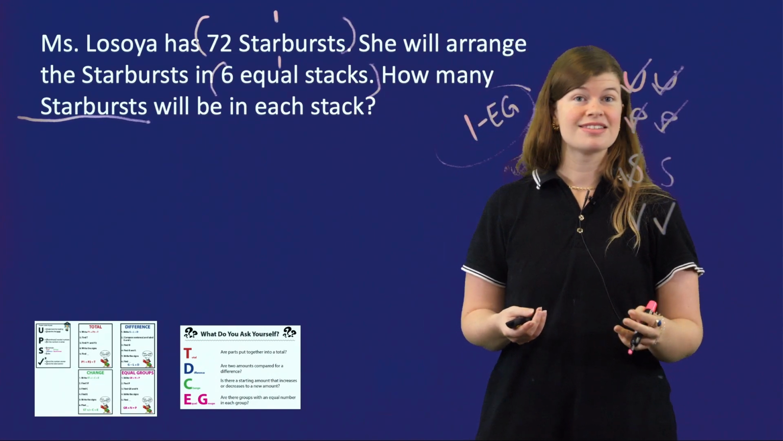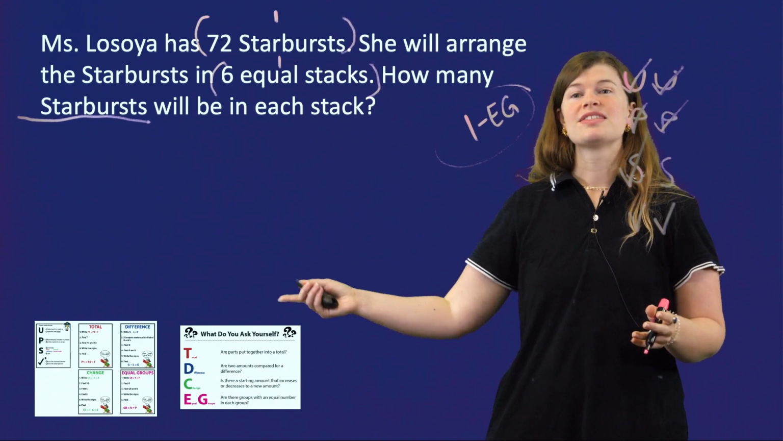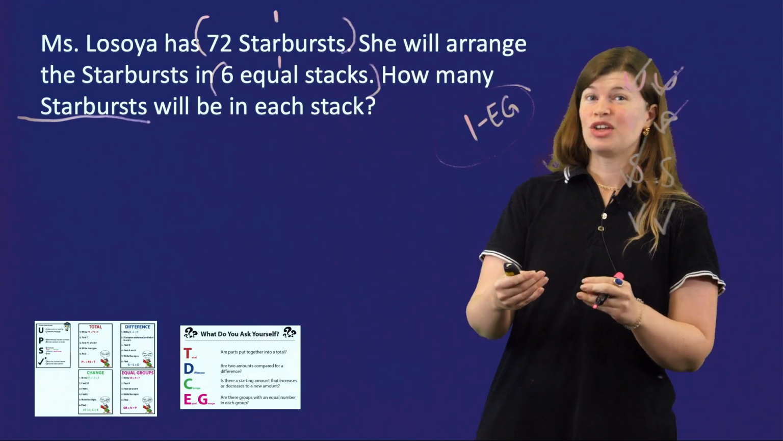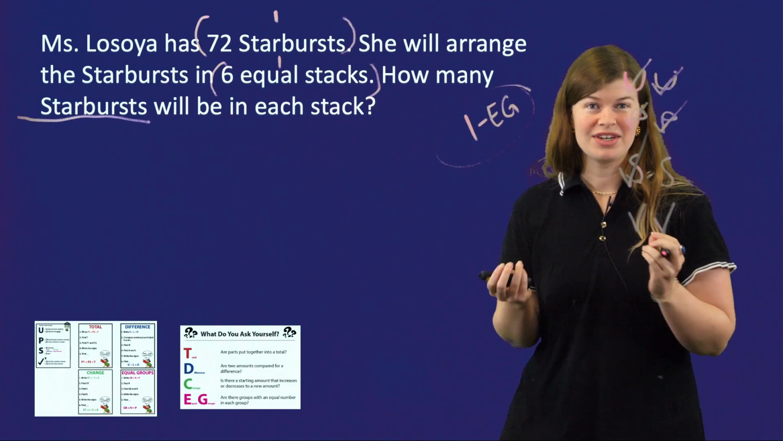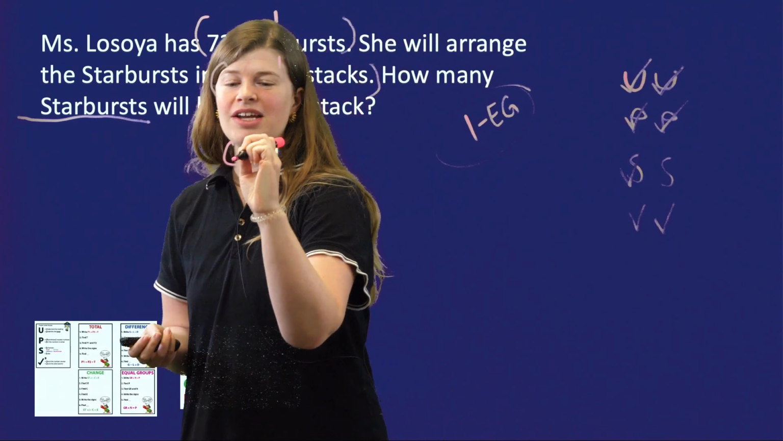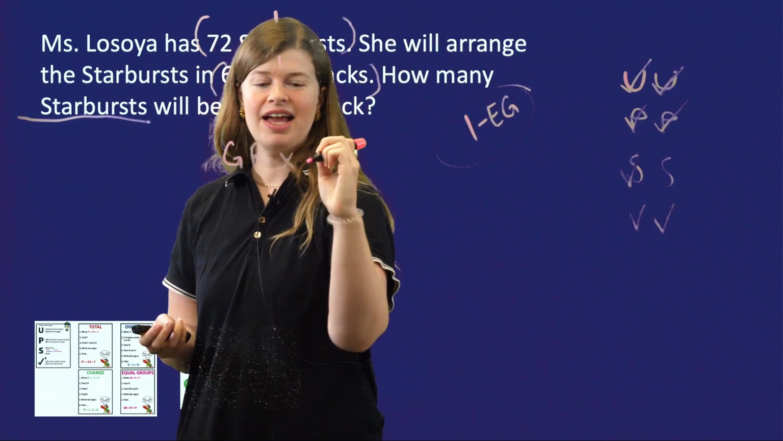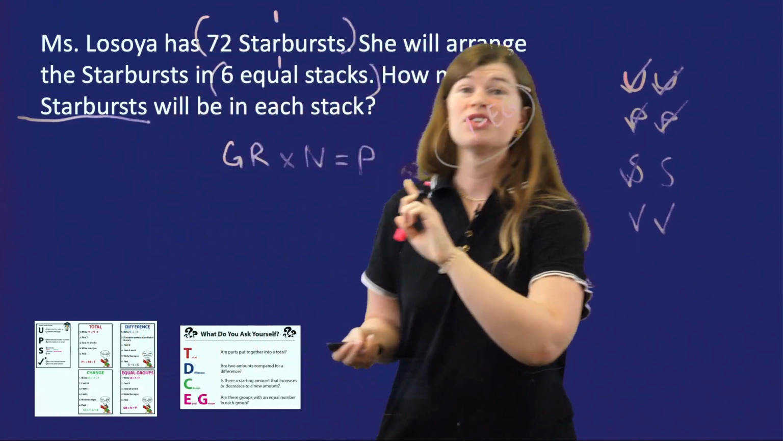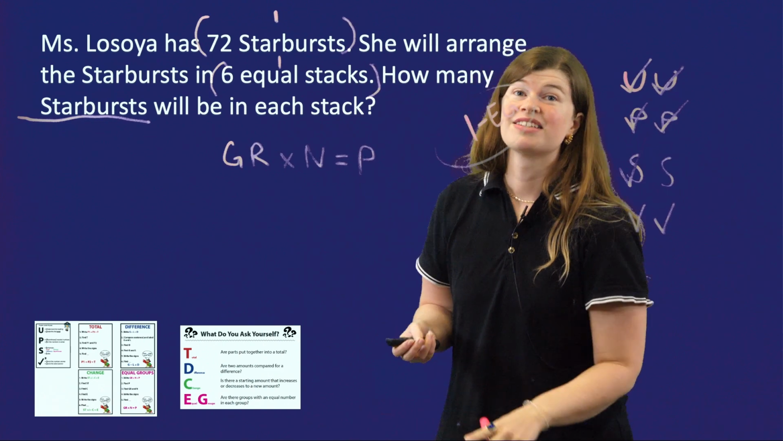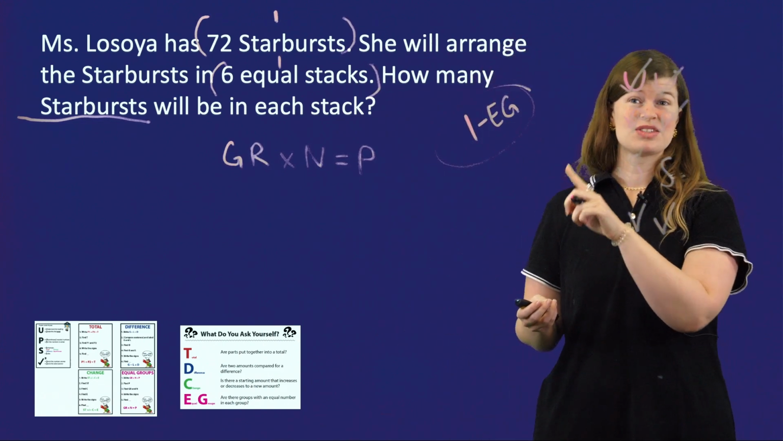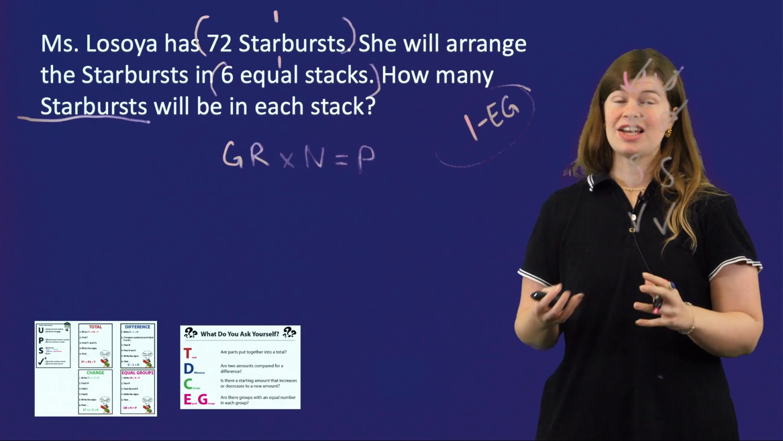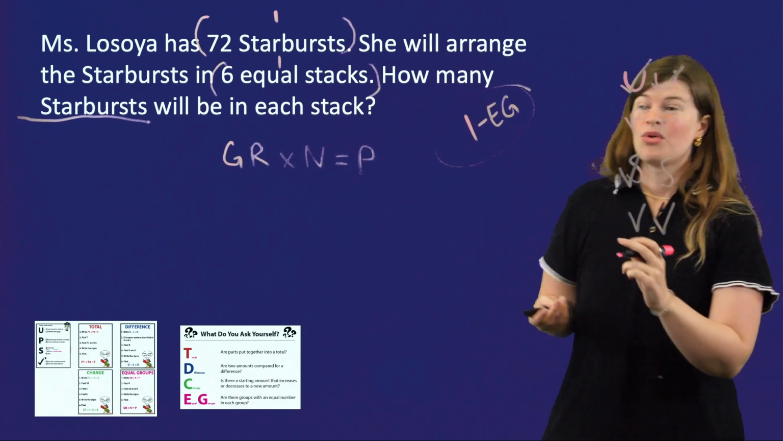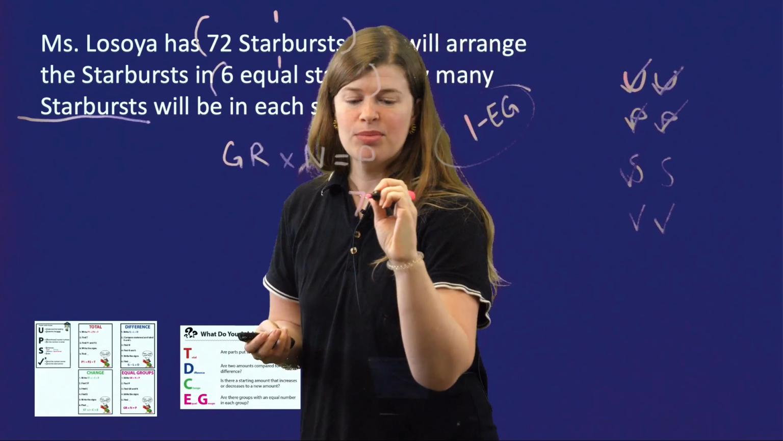Our second letter S stands for set up and solve. Students can use the equal groups poster or use it less and less as you go through the lessons. Hopefully they have it in their brain. We've got GR times N equals P. And so first, we're looking for that product. In this one, Miss Lasoya has 72 starbursts. She doesn't have any more than that, and we're dealing with whole numbers. So we know that 72 is our product.